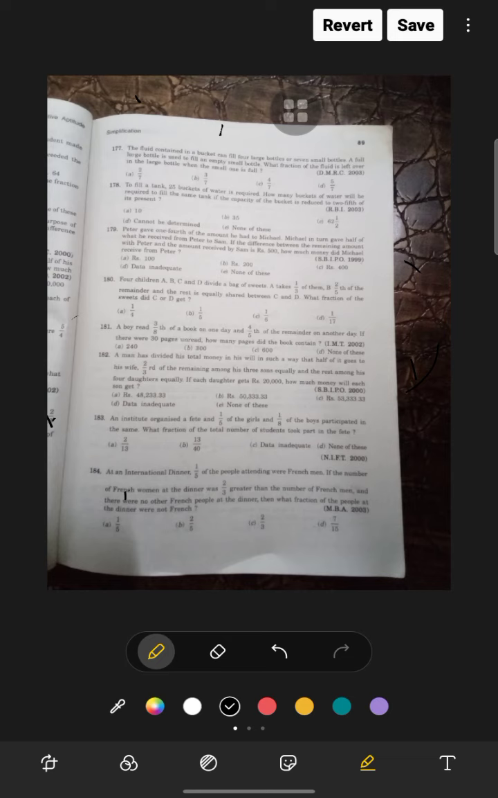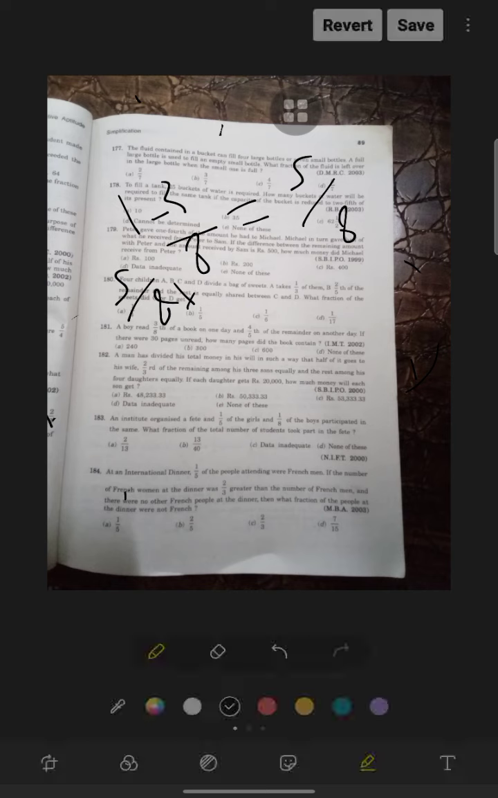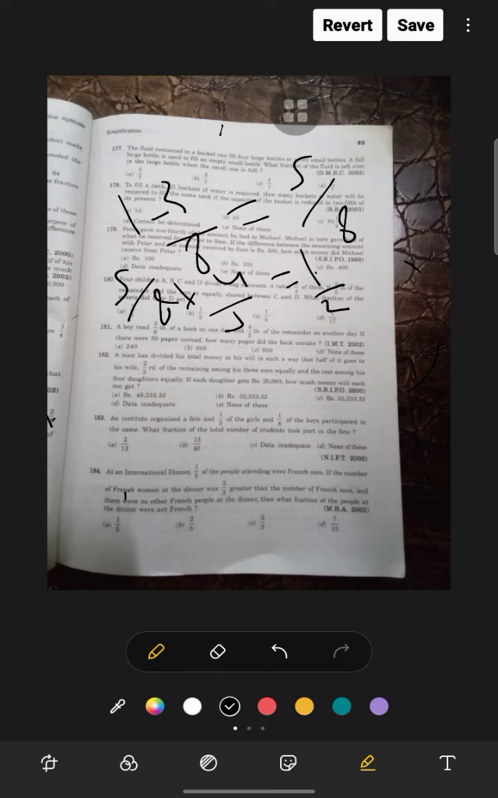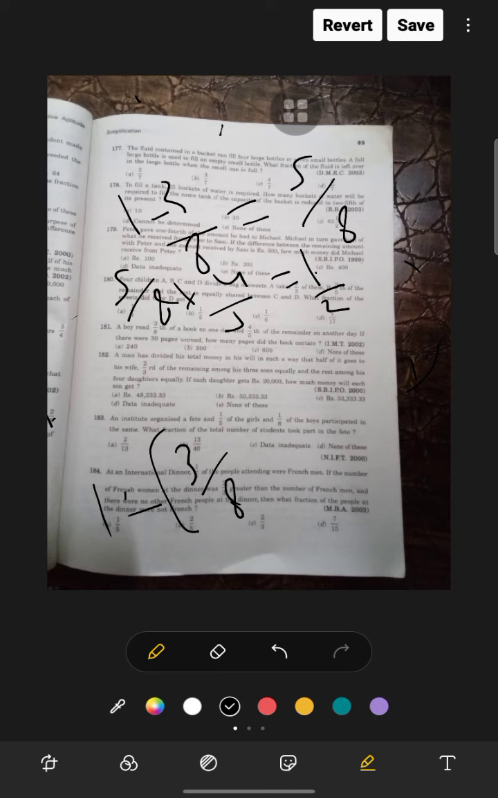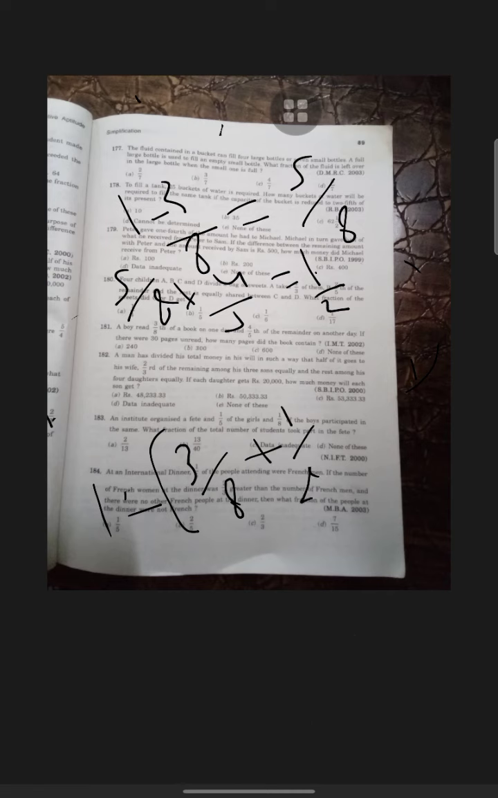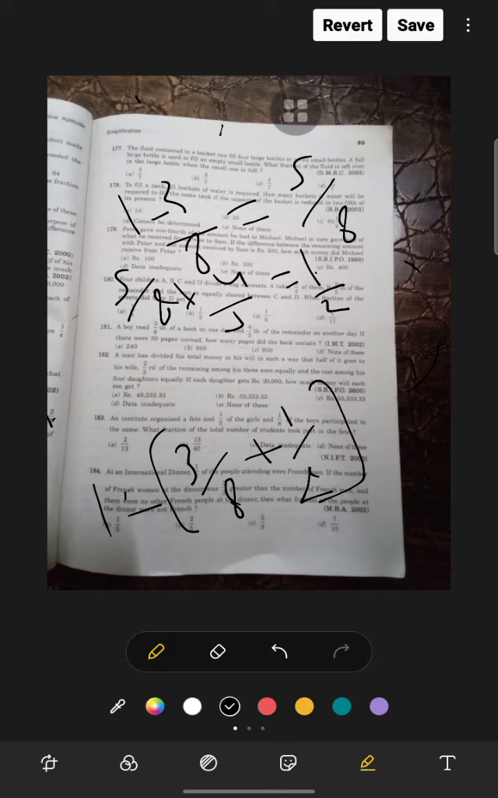So it's asking about a boy who reads 3 by 8 of the book on one day and 4 by 5 of the remainder of the book the next day. So 3 by 8 is read and the remainder is 1 minus 3 by 8, that is 5 by 8. And 5 by 8 into 4 by 5 equals 1 by 2. Okay, so 3 by 8 he read before. He is asking now pages unread. How many pages did the book contain?